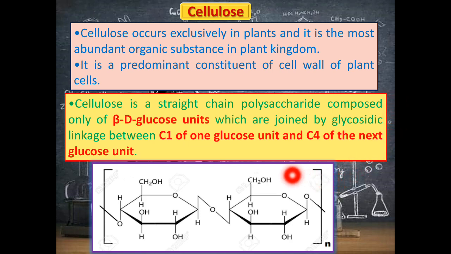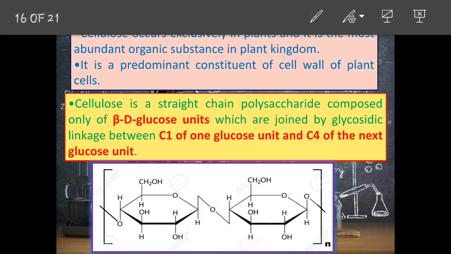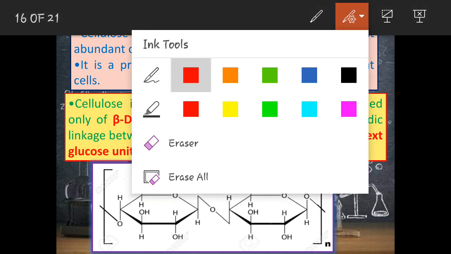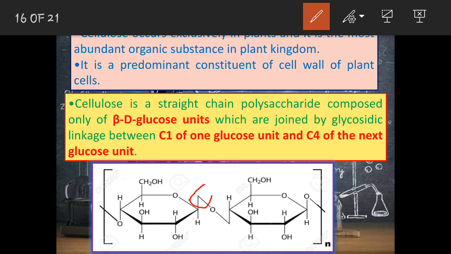How to write this? Write two beta D plus glucose units, show the continuation of the chain, and link those two by C1, C4 glycosidic linkage. Look at the structure. This is beta D plus glucose. Beta means here OH, H will come, no? So it's actually the structure of cellulose.